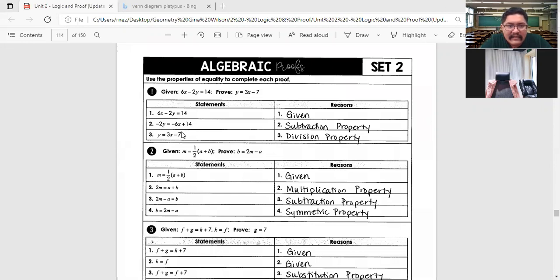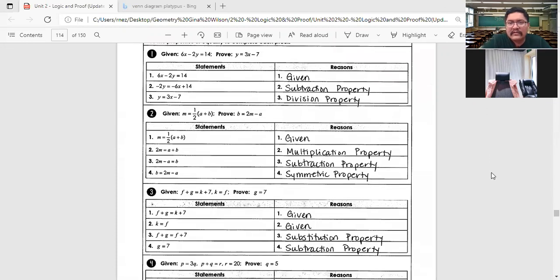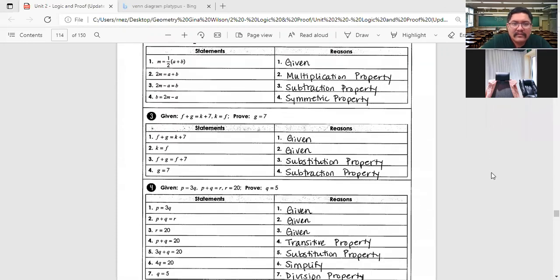Positive 14 divided by negative 2 is negative 7, so that's why we get that. So now it is in the slope-intercept form of y equals mx plus b. And again, we divided from here. We divided everything by negative 2. So I'm going to go ahead and go down.